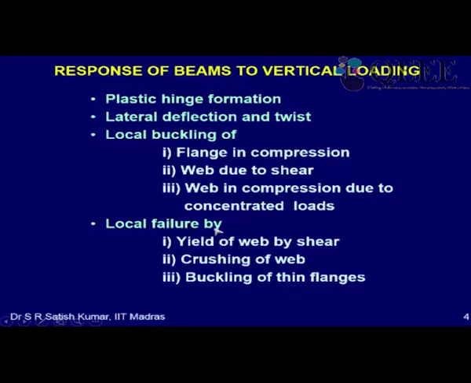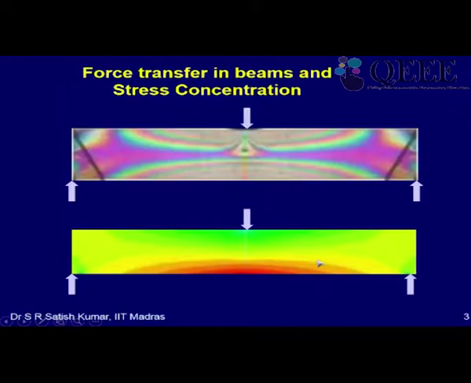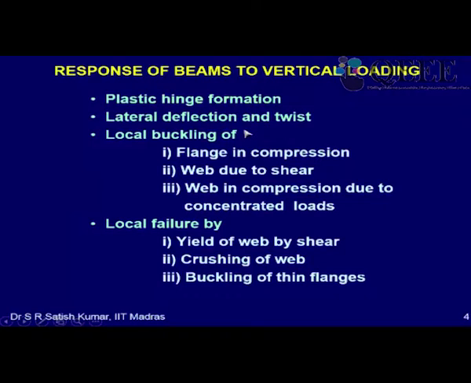Then there could be other local failures due to stress concentration effects. One is of course yielding of the web in shear, which we are going to check now for plastic yielding in shear. Then crushing of the web, also called crippling of the web, where due to huge stress concentration, local yielding will occur and the web will crush or cripple, it will bend locally like that. So that is called crippling of the web, and then buckling of thin flanges. So there are a variety of failure modes in which a beam can fail.